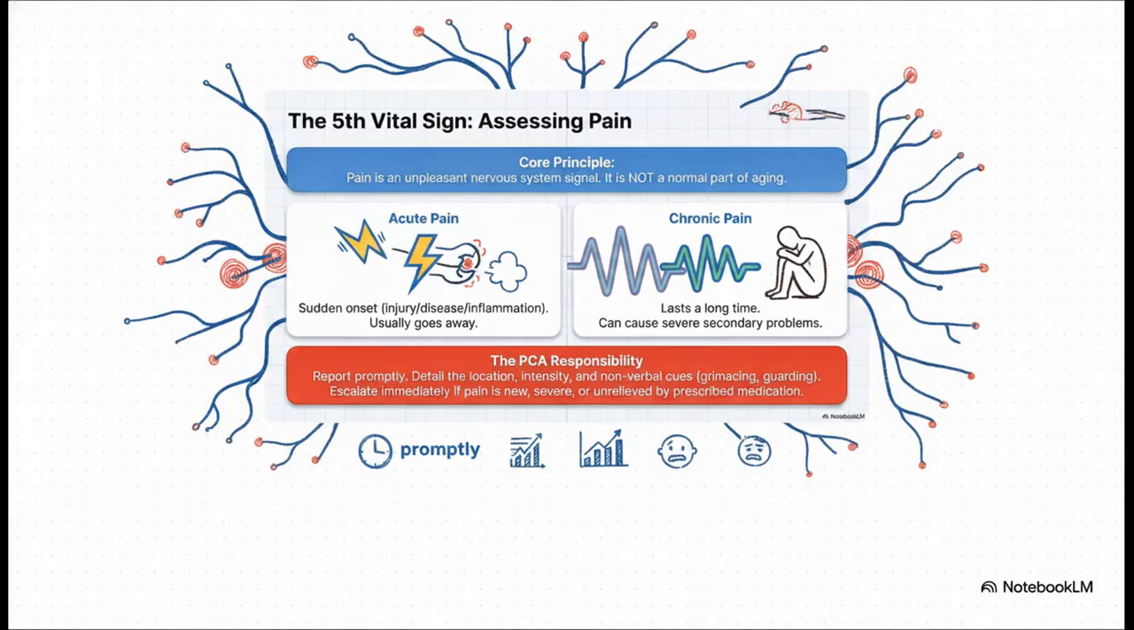Next up is what we call the fifth vital sign, pain. Our core principle here is simple. Pain is an unpleasant nervous system signal. It is not a normal part of aging. I'll say that again. It is not just a normal part of getting older. Whether it's acute pain from a sudden injury or chronic pain they've dealt with for a long time, it is your responsibility to report it promptly. Detailing the location, the intensity, and any nonverbal cues is absolutely essential.